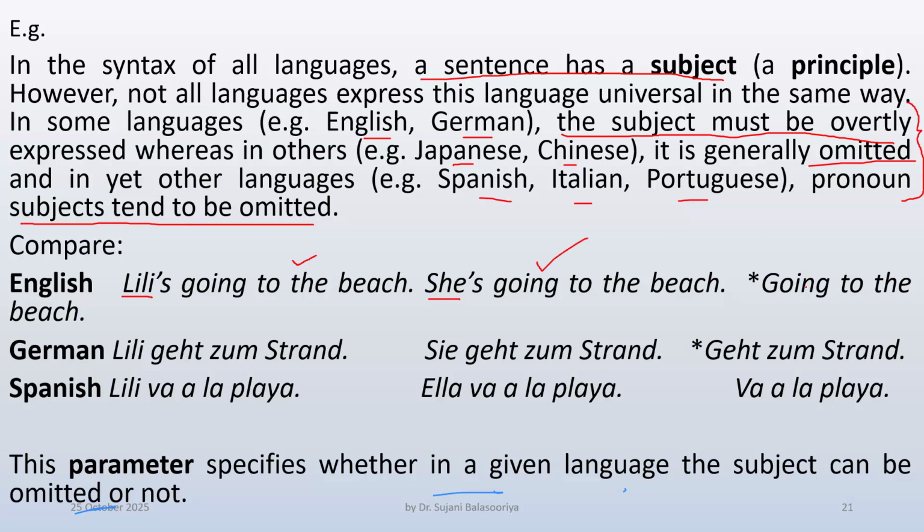What about the third pattern? The subject is missing: going to the beach. What do you mean by the sentence? Can we use such sentences in English? Do you use such sentences in English without the subject? Spoken, we are using, but not accepted. Not written; accepted as not formal.